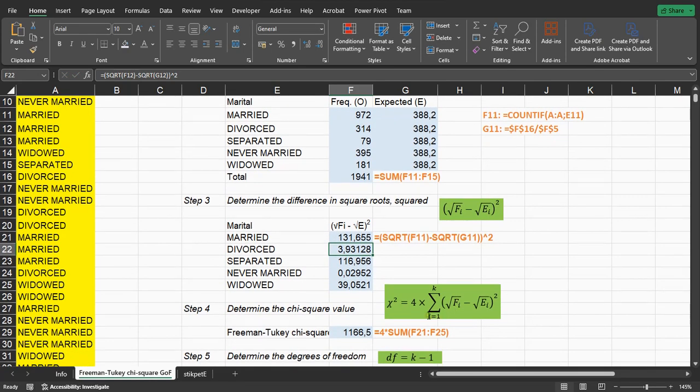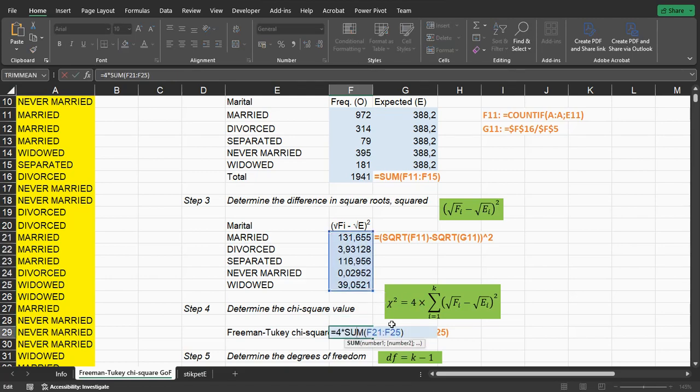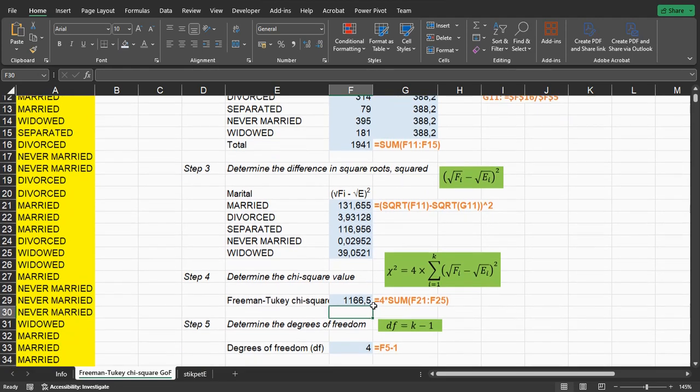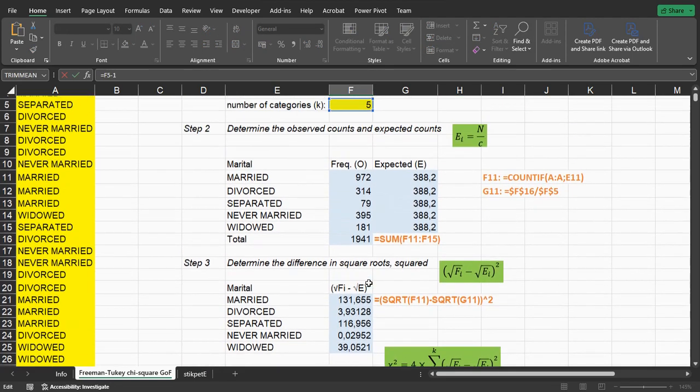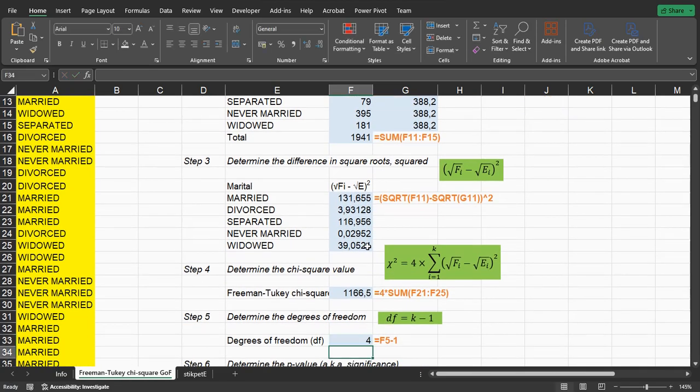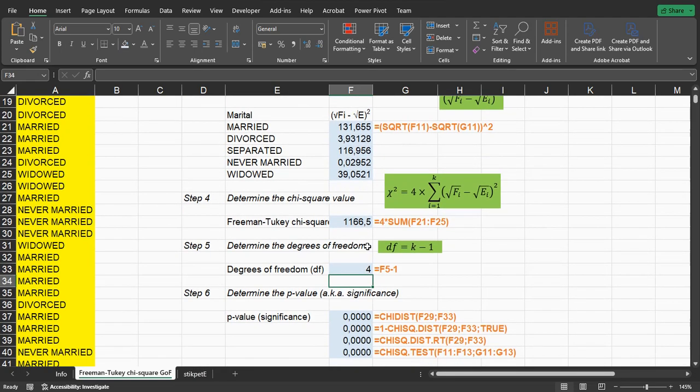We then determine the chi-square value, because this follows a chi-square distribution, which is then simply the sum of these and then multiplied by 4. So that's what's done here. We also need the degrees of freedom, which is the number of categories minus 1. So that's our original number of categories minus 1, which is in this case, of course, 5 minus 1 equals 4.